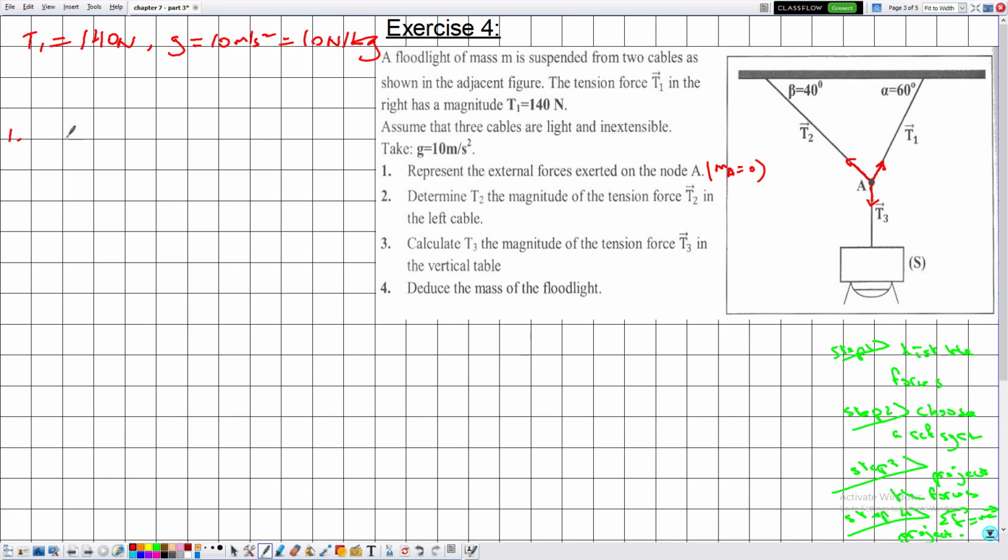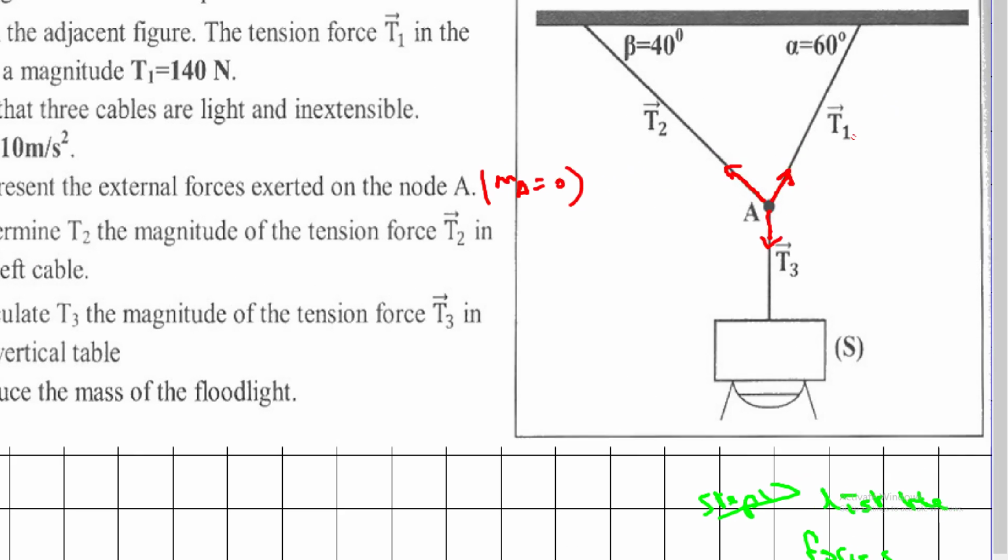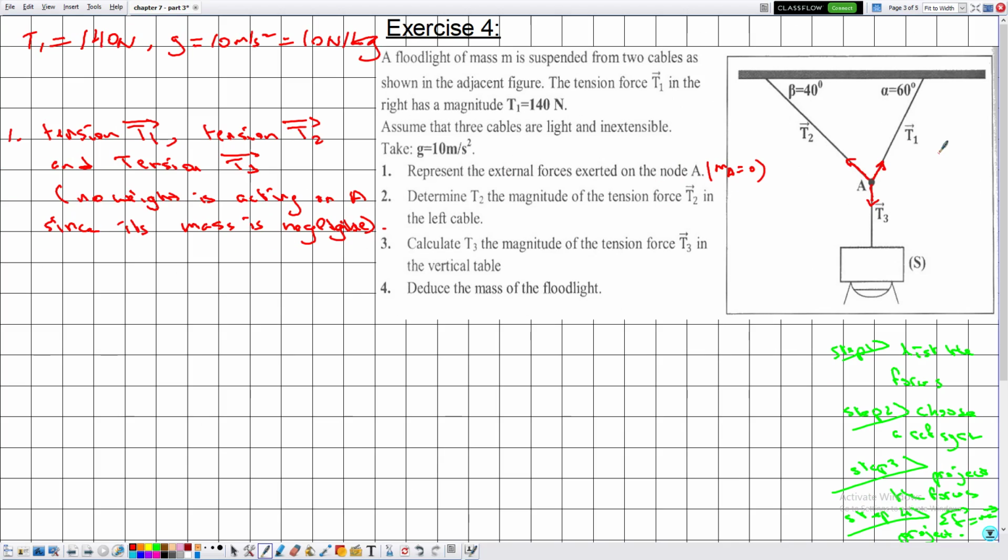So what are the forces? We will represent them, but first let me list the forces. We have the force T1, tension T1. We have the tension T2 and tension T3. No weight is acting on A since its mass is negligible. So for this reason I didn't mention the weight acting on the point A.